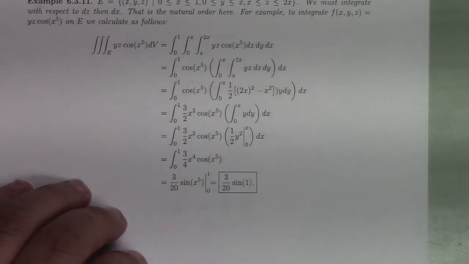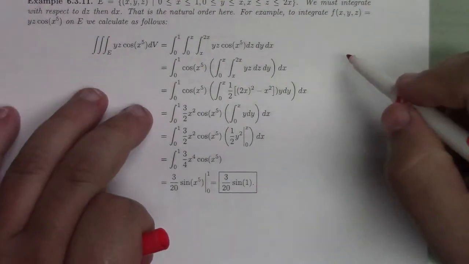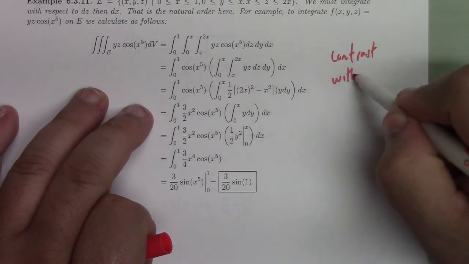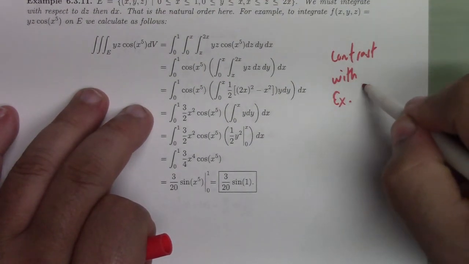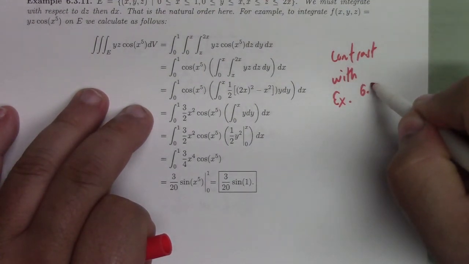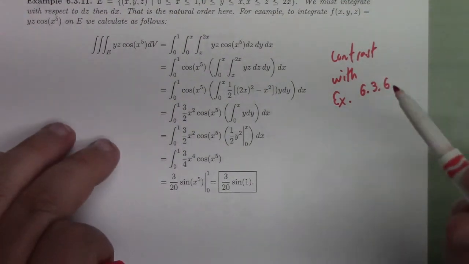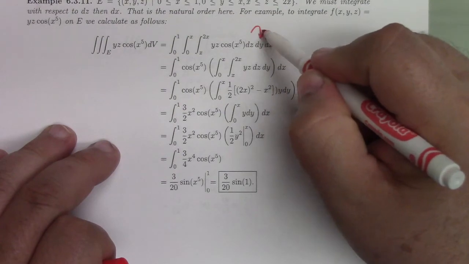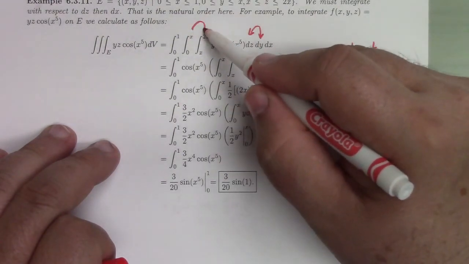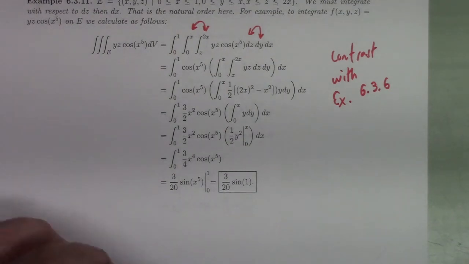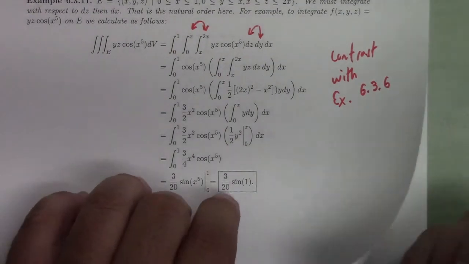But you can contrast with example 6.3.6. It's the same integrand, but I flipped the order of these, and correspondingly these bounds are flipped, which makes the integration steps a little bit different, but yet the same answer.